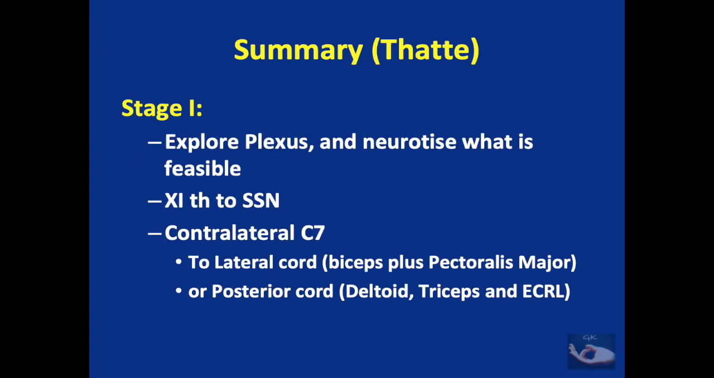According to Thatte's protocol, there are 4 stages of reconstruction for a pan palsy. In stage 1, the plexus is explored and whatever roots are available are used for neurotization. The spinal accessory is transferred to the suprascapular nerve and the contralateral C7 is used either to the lateral cord to achieve biceps and pectoralis major, or the posterior cord to achieve deltoid, triceps and extensor carpi radialis longus function.